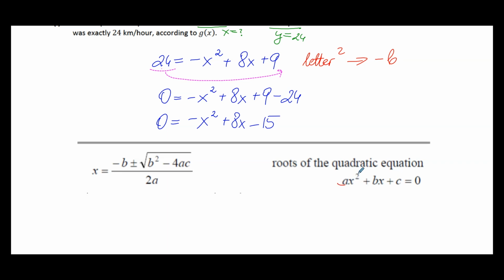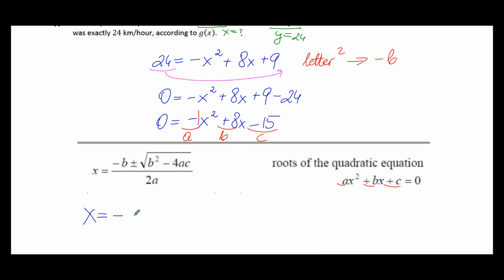So the number that stands beside x to the power of 2, in this case, what? Minus 1. We know when there is no number in front of a letter, we have 1. Then b, the number that stands beside x, so in our case, that's 8. And c, the number at the end that doesn't have x beside it, that is minus 15. Don't forget that the minus goes with the number. Okay, so let's do our calculation.